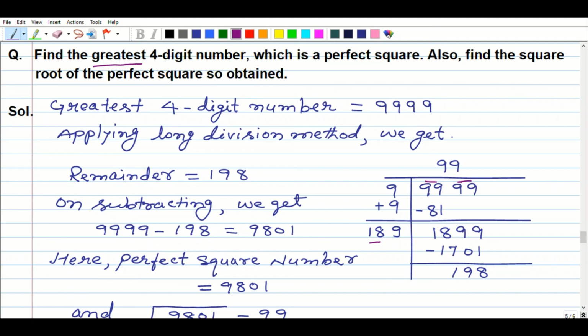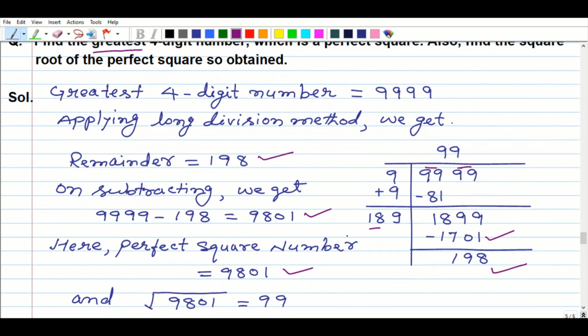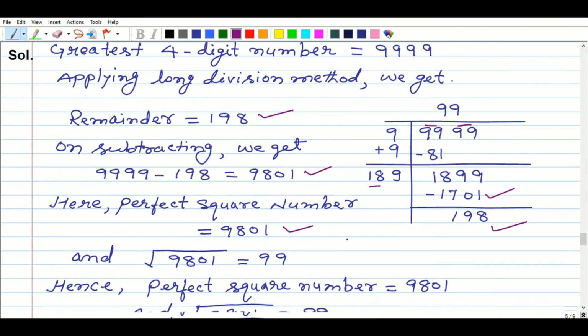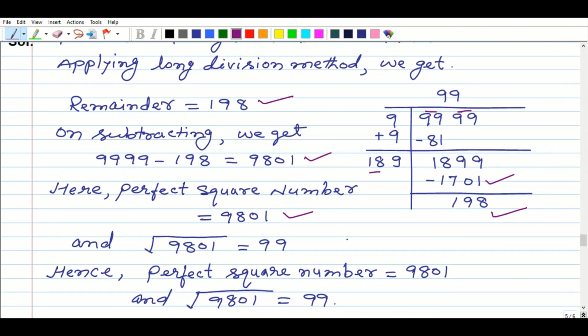So we will take 9 and we get 1701. After subtracting, we get remainder 198. You see here, remainder 198. On subtracting, 198 subtracted from 9999, we get 9801. Here the perfect square number we get is 9801. So its square root is 99. Hence the perfect square number is 9801 and the square root of 9801 is equal to 99.